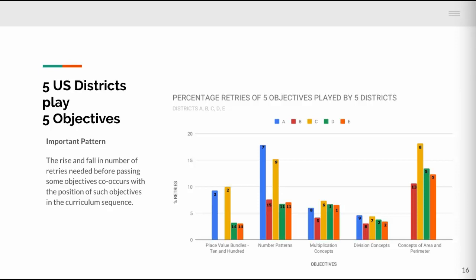From analyzing this sample data, we can see an important pattern: the rise and fall in the number of retries needed before passing some objectives co-occurs with the position of such objectives in the curriculum sequence. Using this pattern, we categorize the objectives into 3 major groups.